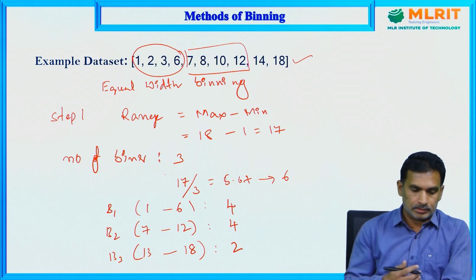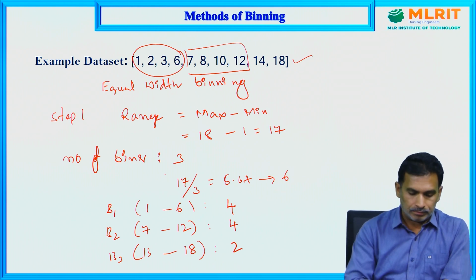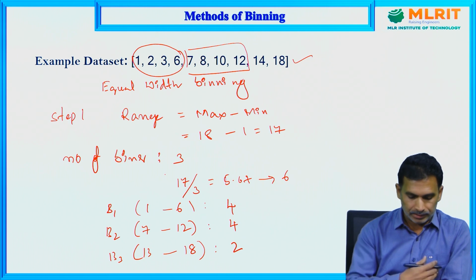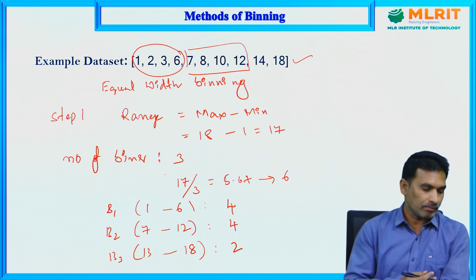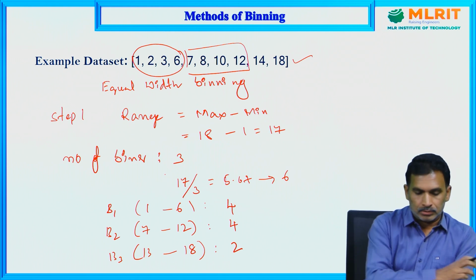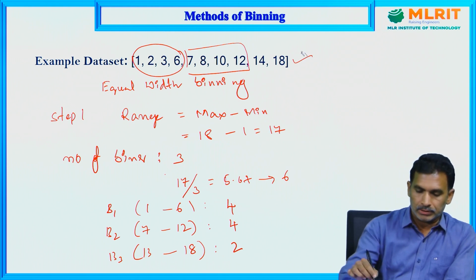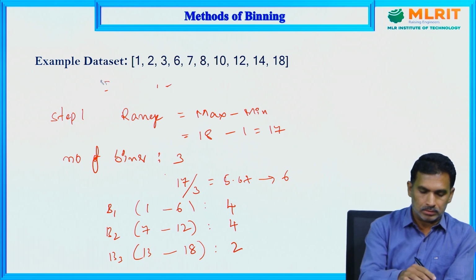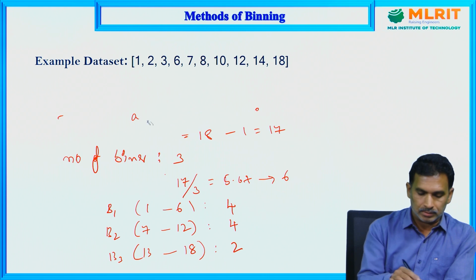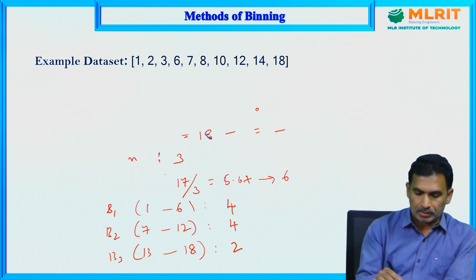So this is the way we decide the bin size, and we divide the total data set into the number of required bins. Let us also apply another method, that is binning based on equal frequency.